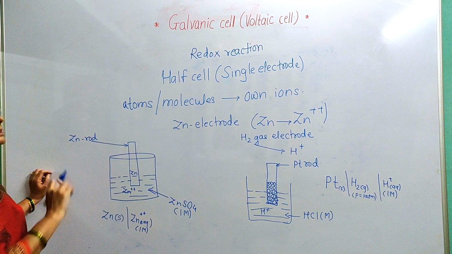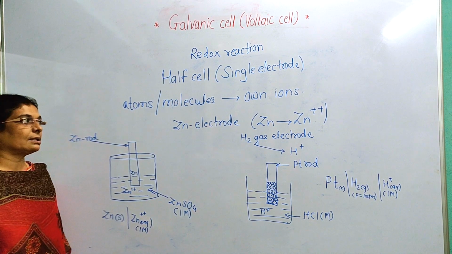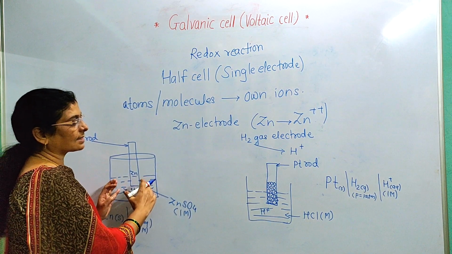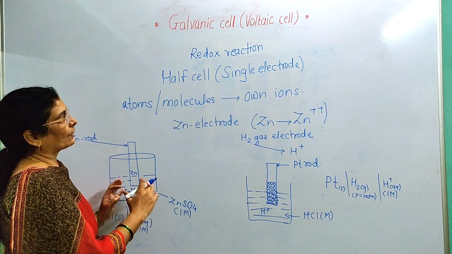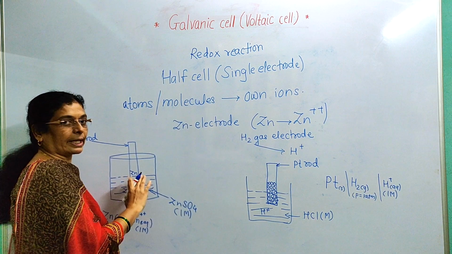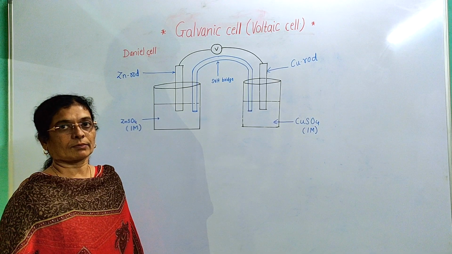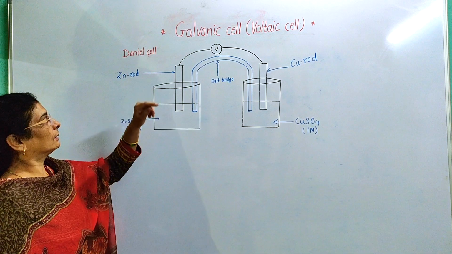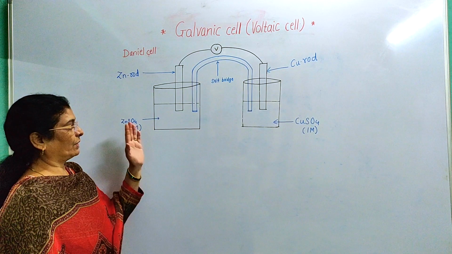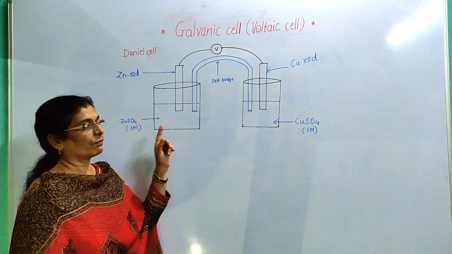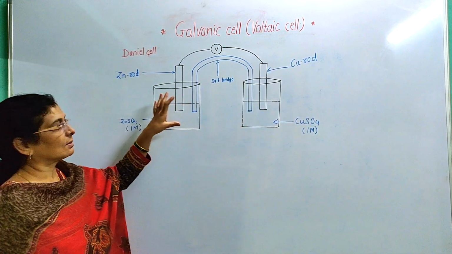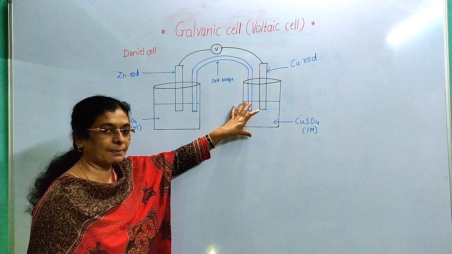Now, a galvanic cell or voltaic cell is the combination of two half cells: one where oxidation takes place and second where reduction takes place. Now we will study the construction of a galvanic cell by using the example of the Daniell cell. In 11th standard we have studied about the Daniell cell. The Daniell cell is a galvanic cell or voltaic cell which is made up of two half cells. Which are these two half cells? Zinc half cell and copper half cell. Now you know how the zinc half cell is prepared and how the copper half cell is prepared.